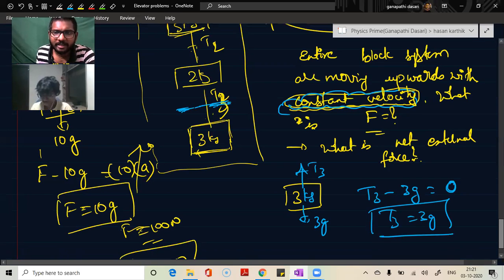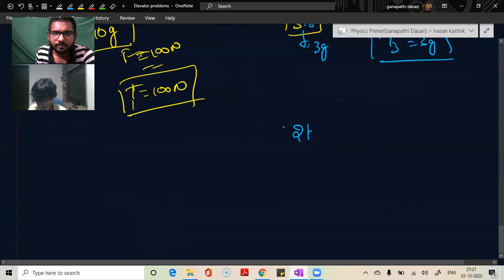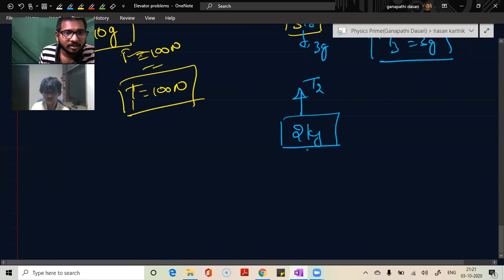For T2, I have to draw the 2 kg block free body diagram. Upwards is T2. Are you getting whatever I am teaching? I did it separately for each of these. T2 is upwards. Tell me, 2G is downwards. Is there any other thing? T3 downwards. That's it.